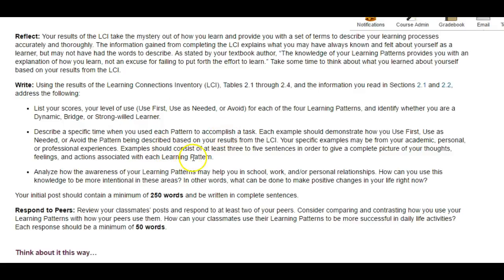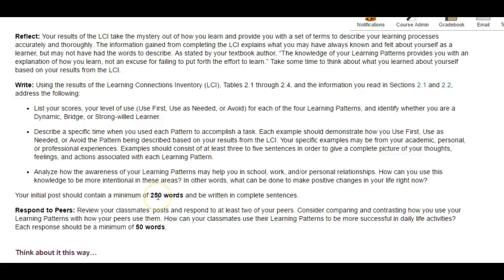So if any of this is missing, then your grade is going to be reduced, and it starts out with a half of a point reduction just initially. So a lot of you were listing your scores, but you weren't listing your level usage. And then if you were doing that, you weren't listing right here where it says the 3 to 5 sentences in order to provide a complete picture. Some of your sentences were 2 sentences or were combining both of the patterns together. So please pay close attention to this requirement when you are getting ready to post your discussion.